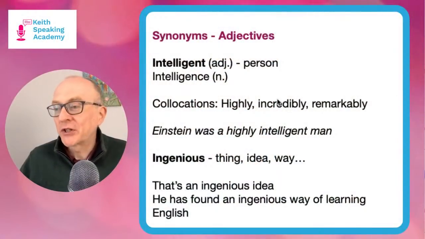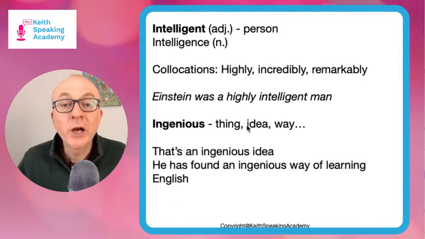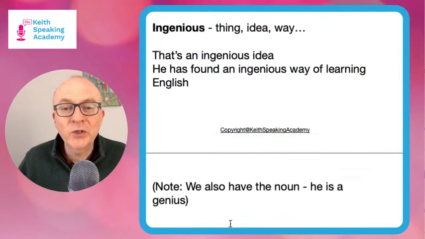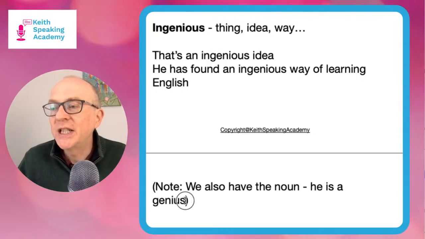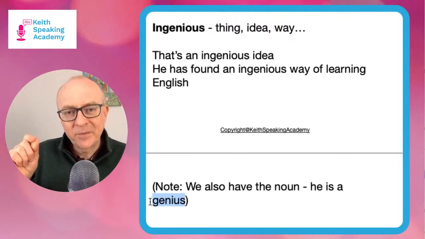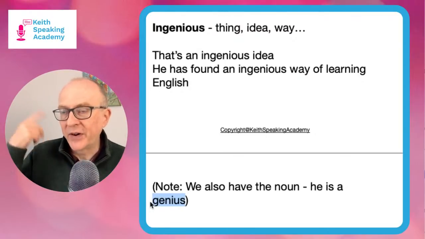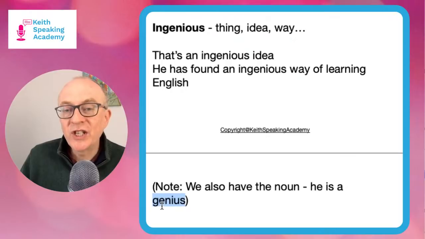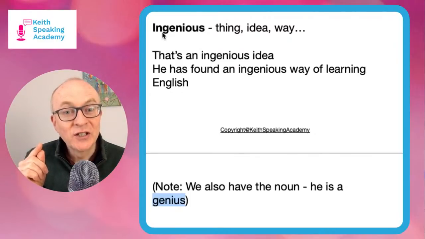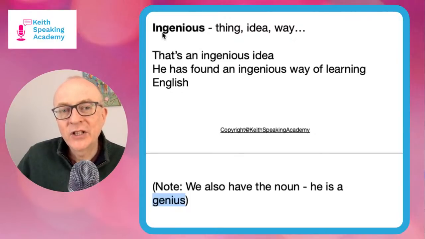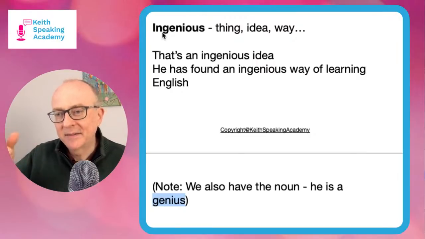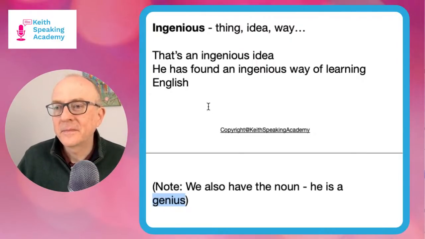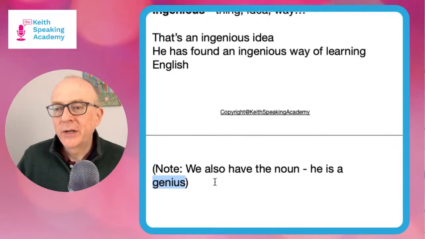Okay, ingenious, a nice word. Let's move on. Do note as well, with ingenious, we also have the noun, a genius. This is the same idea, right? A genius is a very, very intelligent person. But just notice that genius is a noun and ingenious, same pronunciation, is an adjective. Okay, just notice that. Great. Lovely. Other words, okay?